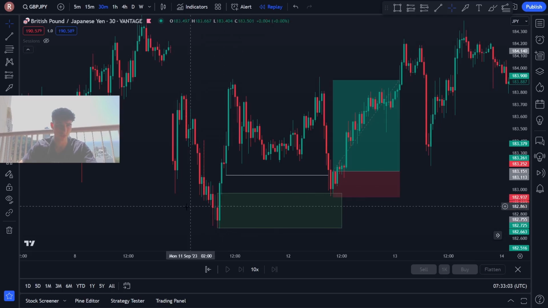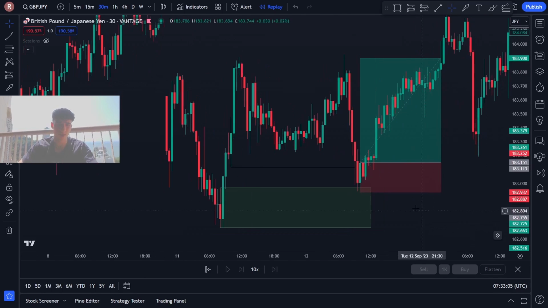You can see I've used the wick on the red candle. Why is this? Well, because no part of this red candle went higher than the green candle after it that started the demand move. So you just draw it the same as any normal zone using the whole red candle.